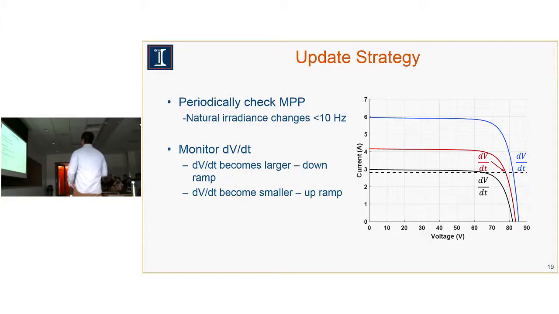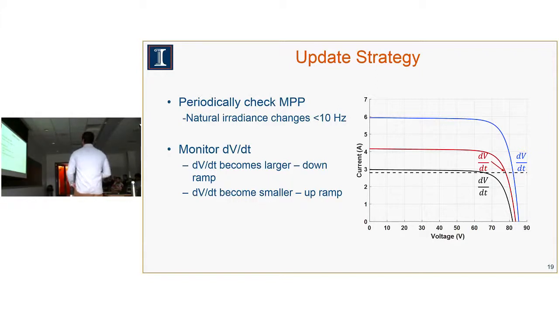Naturally occurring irradiance changes on less than a 10 hertz rate. So you could just periodically check the maximum power point to see if it changed. If your converter converges in under 5 milliseconds, and say you check 10 times a second, that's only 50 milliseconds. So you're spending 95% of your time at the set point, and it shouldn't put a lot of transients on your output.